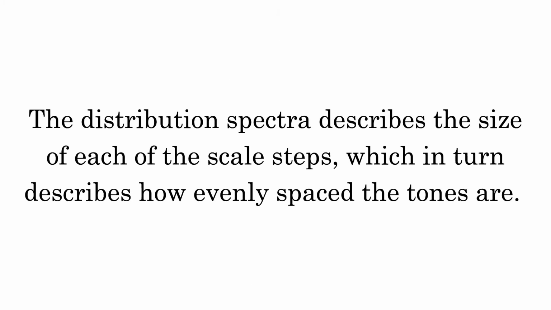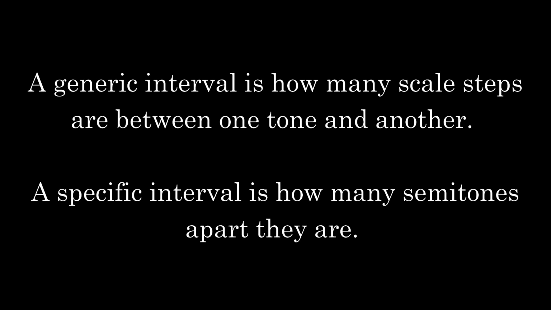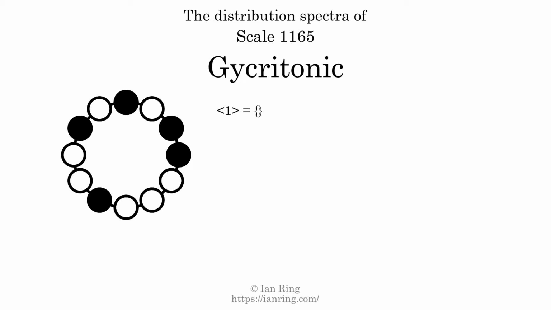The distribution spectra describes the size of each of the scale steps, which in turn describes how evenly spaced the tones are. A generic interval is how many scale steps are between one tone and another. A specific interval is how many semitones apart they are. The generic interval of one scale step comes in 4 different specific interval sizes. 1 semitone, 2 semitones, 3 semitones, and 4 semitones.